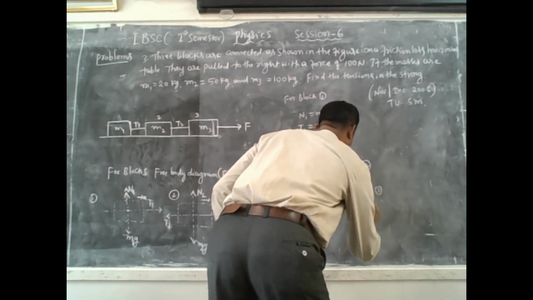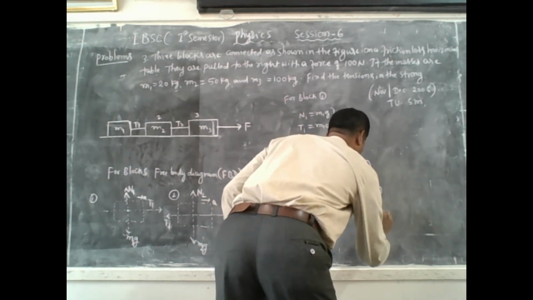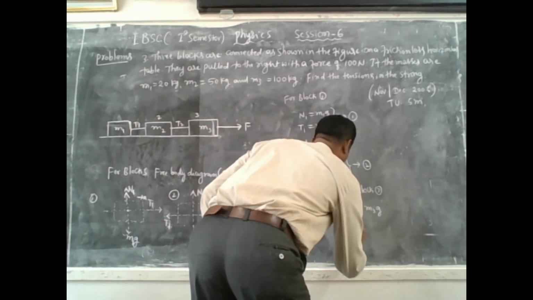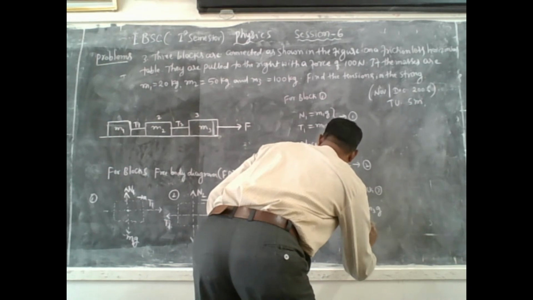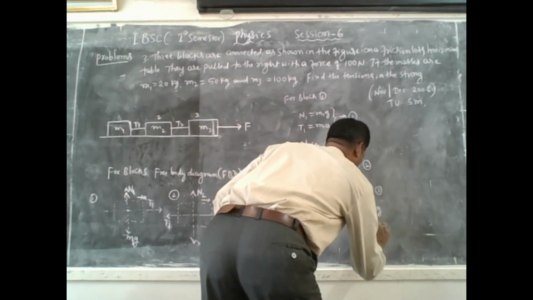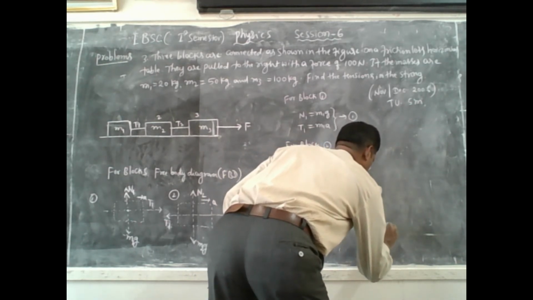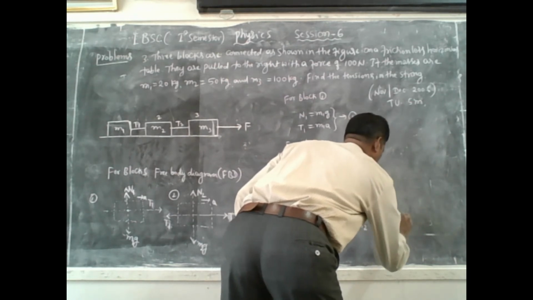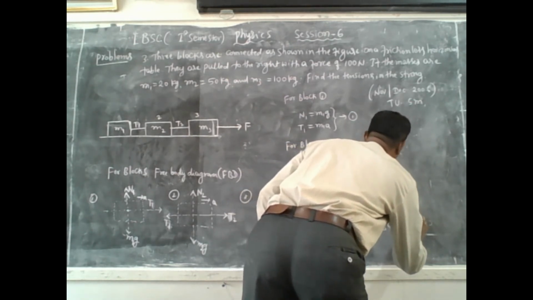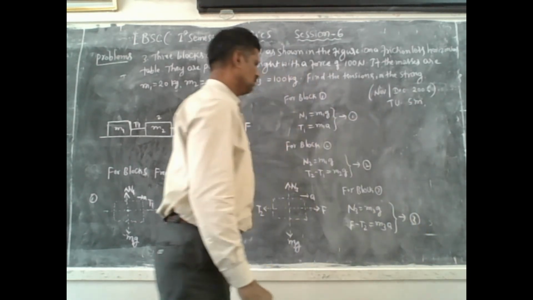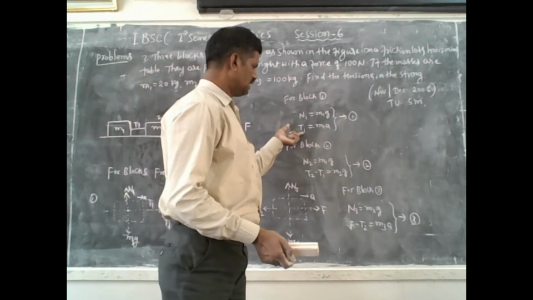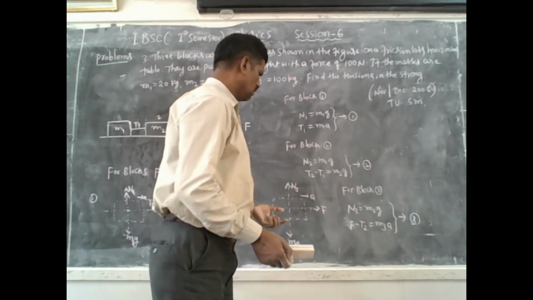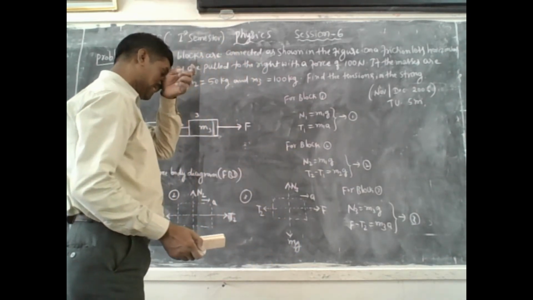M3 equals M3G and T3. F minus T2 equals M3G. This is the equation for block 3, isn't it? So now finally we want the tensions in the string. We have to calculate the tensions in the string.